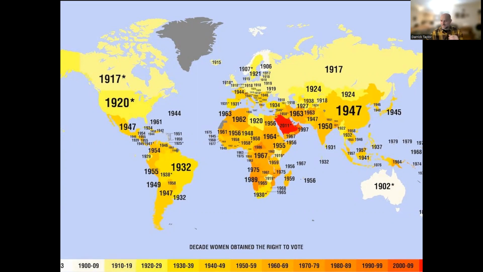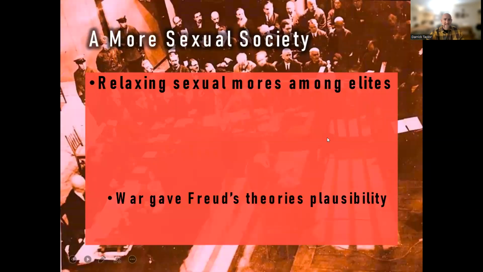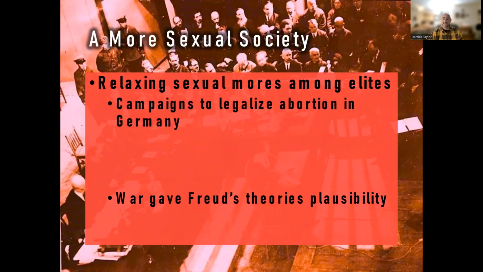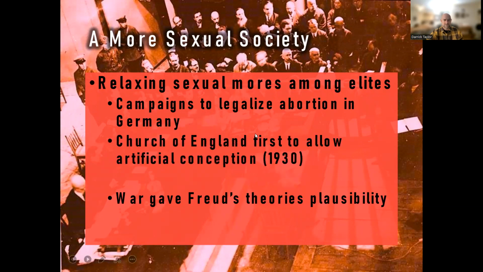And so the leveling effects of society, in some ways, most notable there. You also have a more sexual society. Sexual mores become relaxed among elites. So the elites, again, I mentioned Weimar Germany, especially, there are campaigns, I don't think they were wholly successful, to legalize abortion. I believe there were also campaigns to legalize contraceptives.